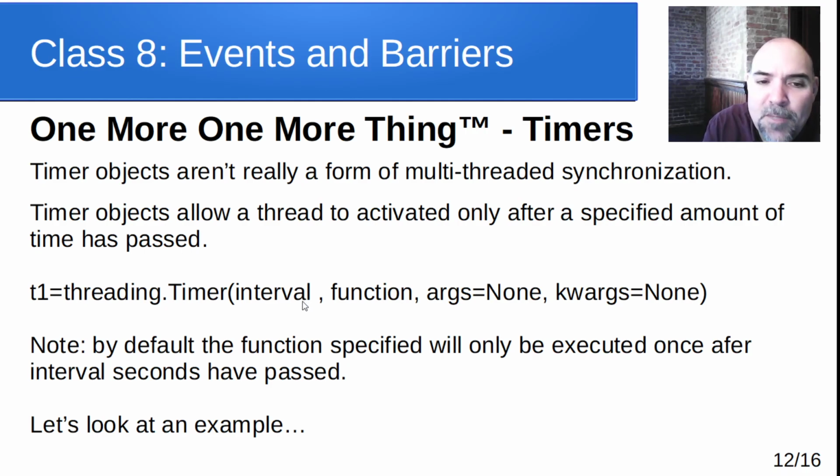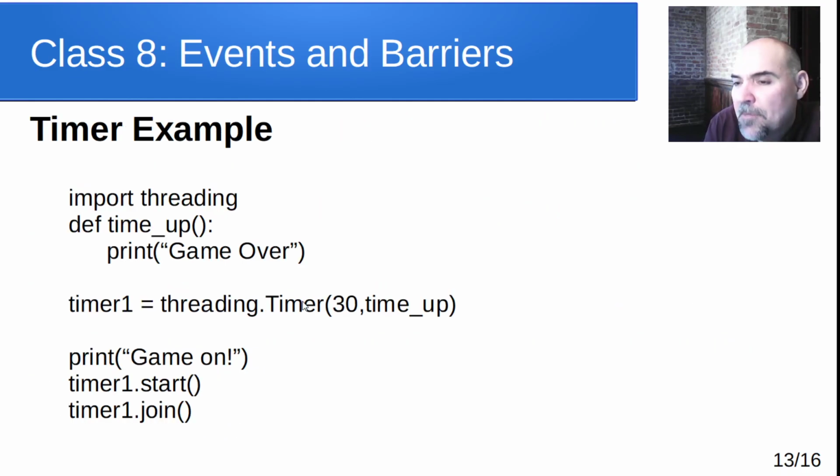All right, let's look at an example of that. So here's an example that I basically just, after 30 seconds, it prints game over. So in this case, what happens is we have timer1. Timer1 is set up to be threading.Timer with 30 seconds.